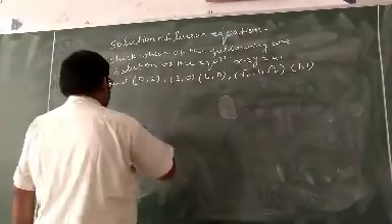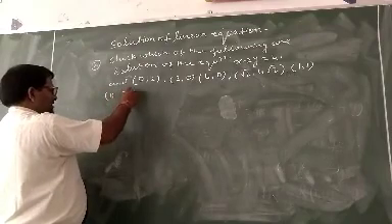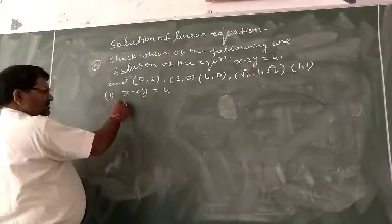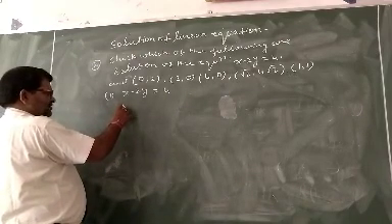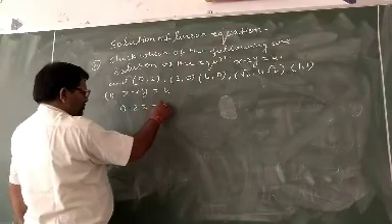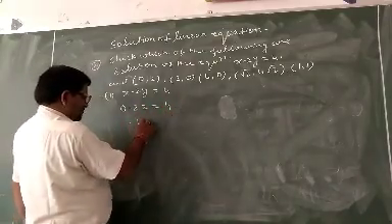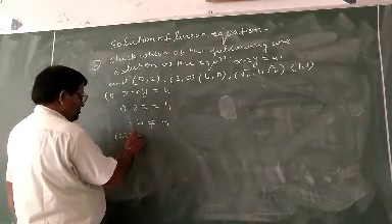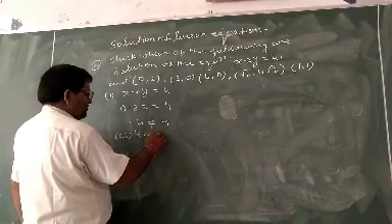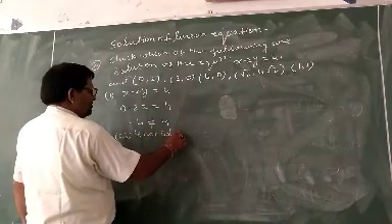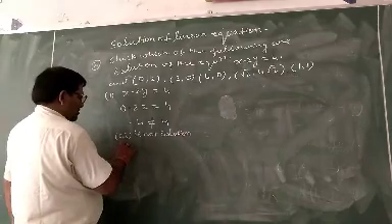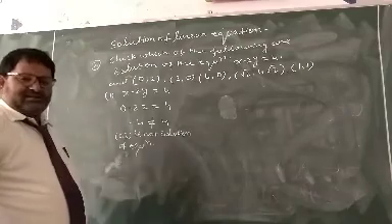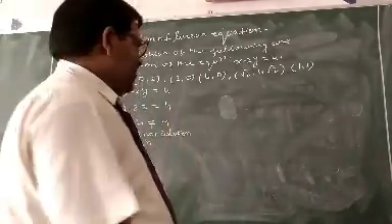Now first, x minus 2y equal to 4. 0 minus 2 into 2 equal to 4. Minus 4 equal to 4. That is not equal. So (0, 2) is not a solution of the equation.